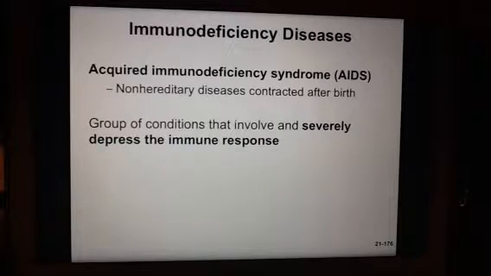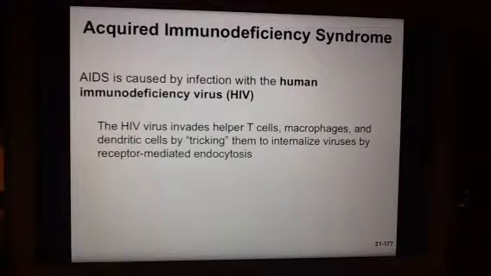Probably your most common or most well-known immunodeficiency disease is AIDS. And AIDS stands for the Acquired Immunodeficiency Syndrome. It is not genetic, and it can be contracted after birth. So this is a group of conditions that involves and severely depress the immune response. So the AIDS is caused by an infection from HIV, which stands for the human immunodeficiency virus.